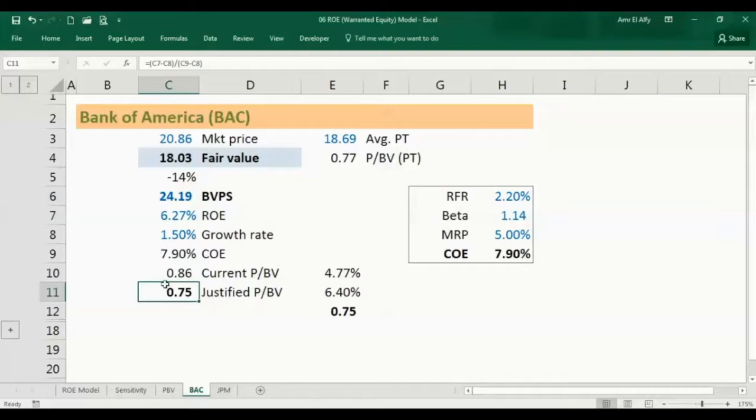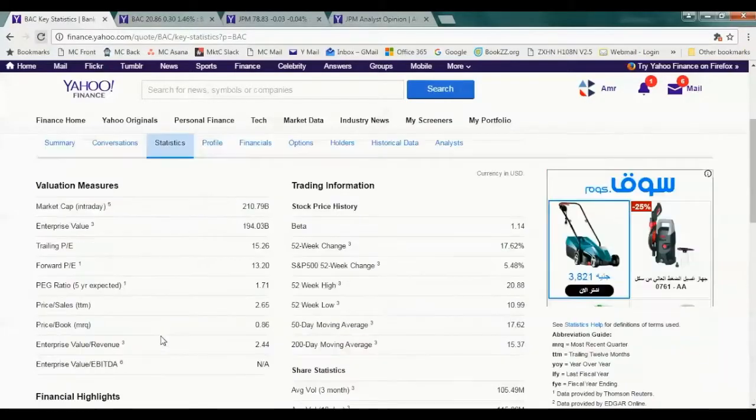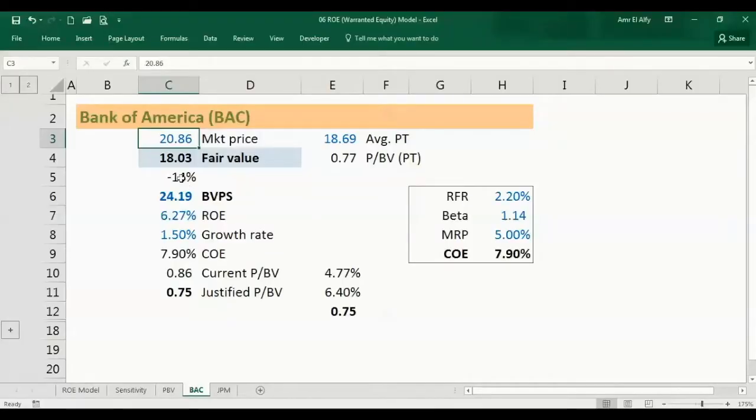But now, given that the ROE is less than the cost of equity and it's still growing, you're not going to pay the book value. You're going to even pay less than the book value. So actually, your valuation here is 0.75 times 24.19. It's 18.03. What's the market price? It's 20.86 now, and you get it from the market. So you think here, based on this model, that the bank is a bit overvalued in the market because there's a downside potential of 14%. So you should actually be selling the stock, or if you don't own it, you can short sell it in the market if the market allows it.